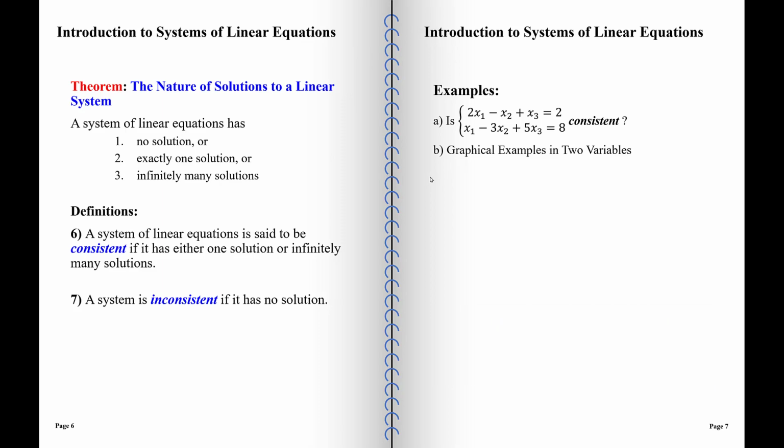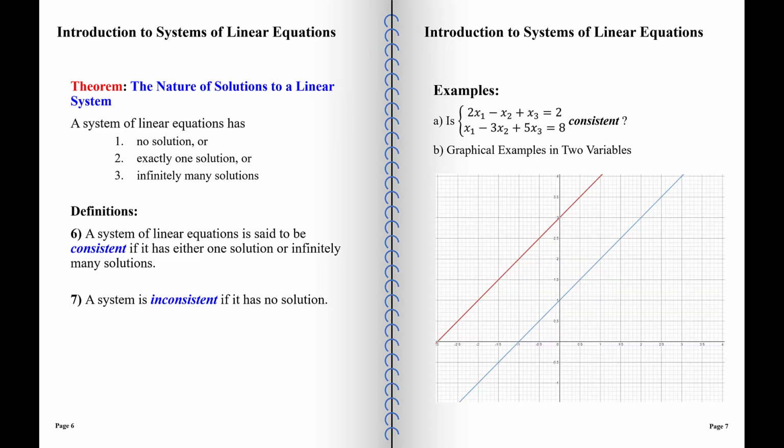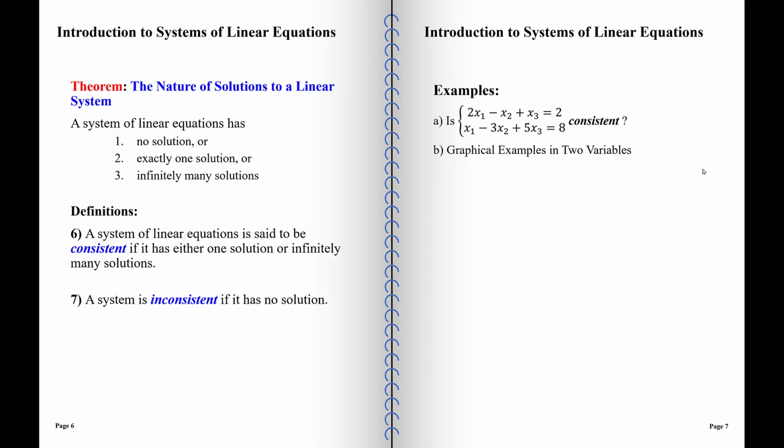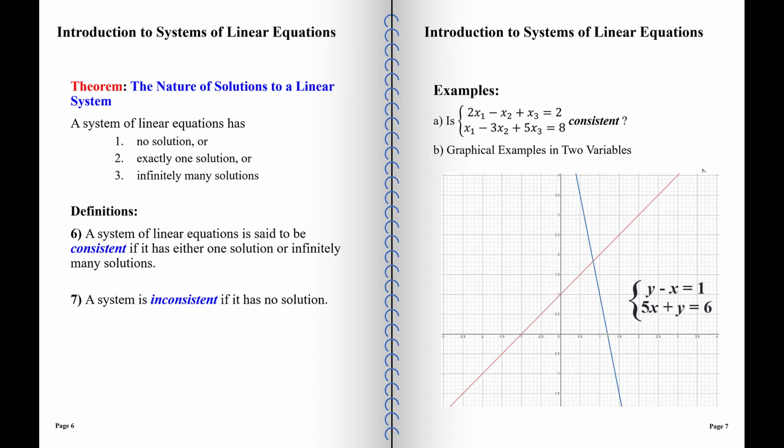So let's consider some examples, in two variables. Why? Because they're easy to graph. We'll look at graphical examples for each of these three cases. Let's look at the first example, the first graph. You'll see there is no solution because the two lines are parallel. In the graphical solution, the solution is where the graphs would intersect, as you would see in the next example.